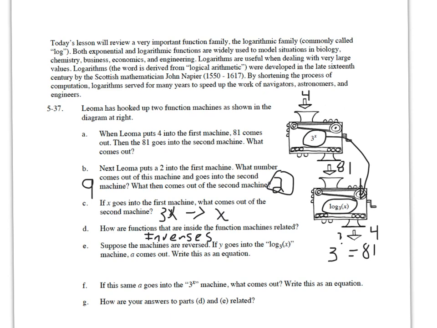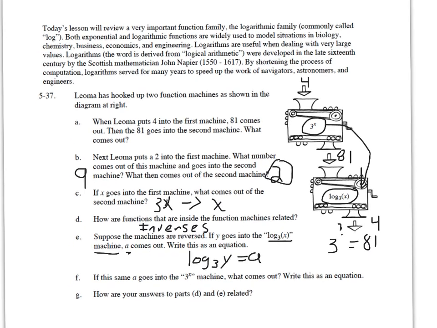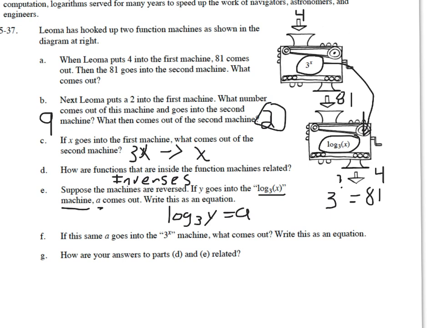Now for part E, suppose machines are reversed. If y goes into the log base 3 of x machine, and then a comes out, write this as an equation. Well, the log base 3 of y has to equal a. If a goes into the 3 to the x machine, what comes out? Write this as an equation. So 3 to the a goes in, and then y comes out.